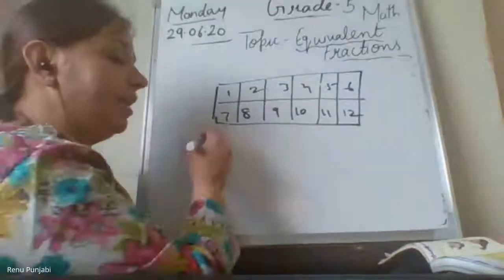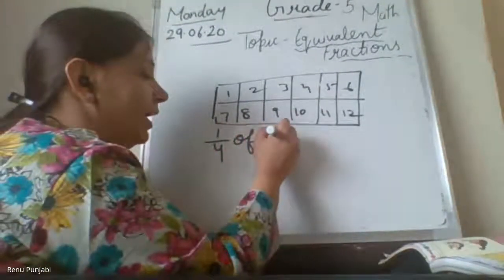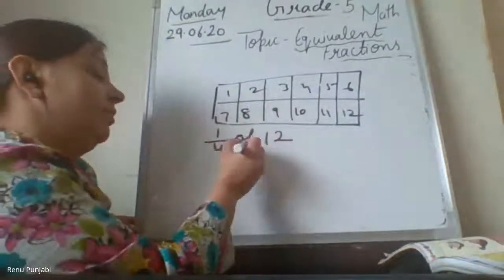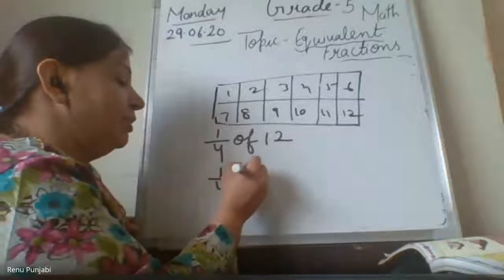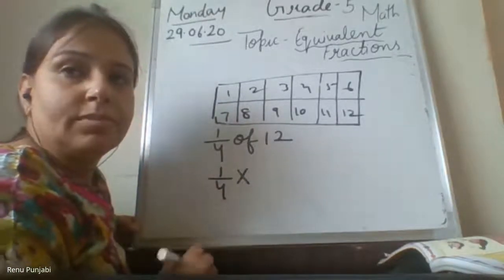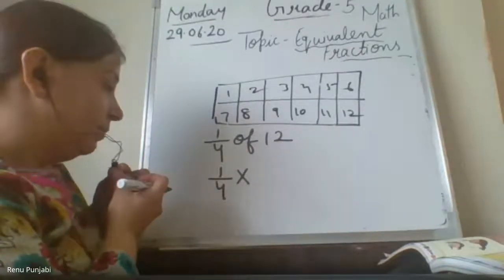Now she gave 1/4 of 12. 1/4 of 12 is how much? We remove the "of" and put the multiply sign. In mathematics, "of" means multiply. So remove "of" and put a multiplication sign.